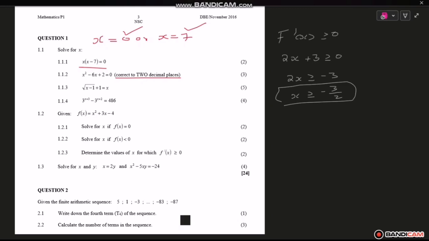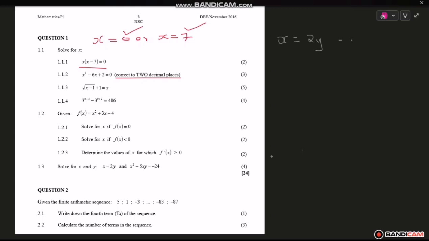So this is how you solve this thing, guys. Let's try to do 1.3, solve for x and y simultaneously. So we'll actually have x equals 2y as our first equation, and x squared minus 5xy equals negative 24 is our second equation.